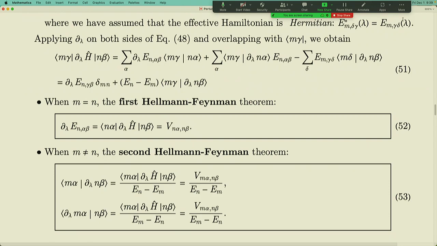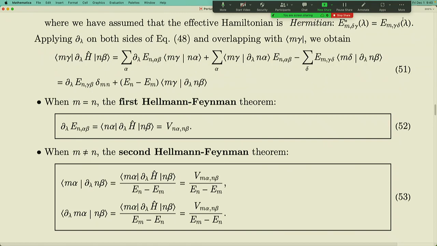As long as they're not the same, you can divide by it in the denominator. Then when m doesn't equal n, the first term vanishes, and we have something related to the state correction, or state derivative. This formula tells us that if I have a state labeled by principal quantum number n and secondary quantum number beta, and the state changes under perturbation, the rate of change of that state, projected onto another basis state, is given by this formula, which doesn't contain the derivative of lambda.